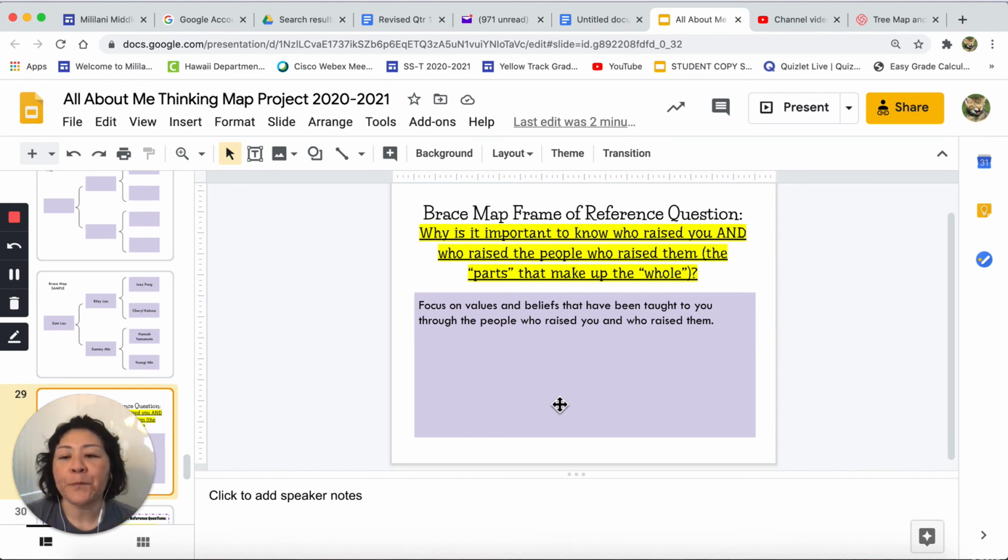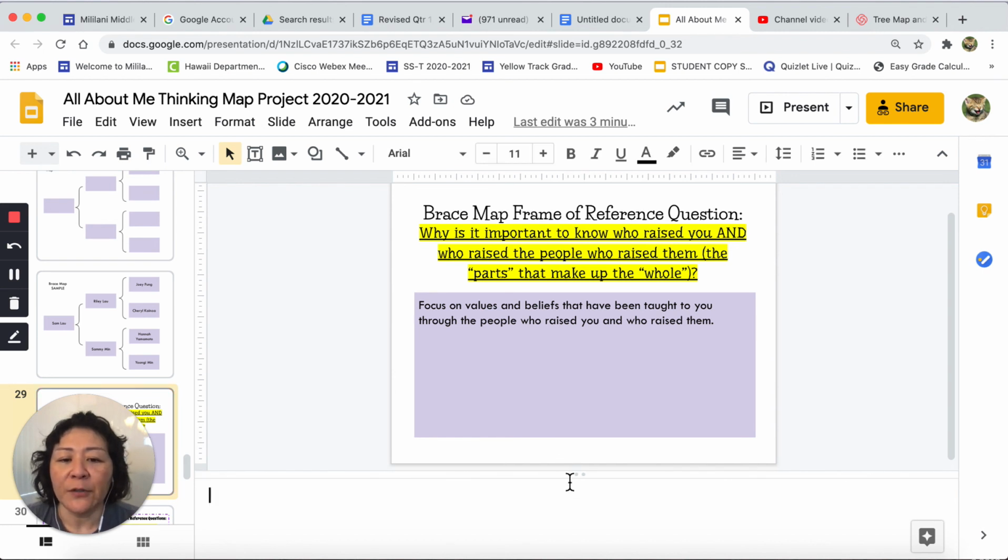Okay. So again, when you do yours, it's not going to have this. In fact, I think I'm probably going to put the focus on values and beliefs in the speaker notes, which is the bottom part where the instructions are, because I want you to be thinking about that when you are answering this question.